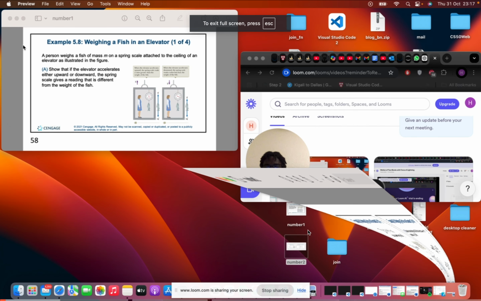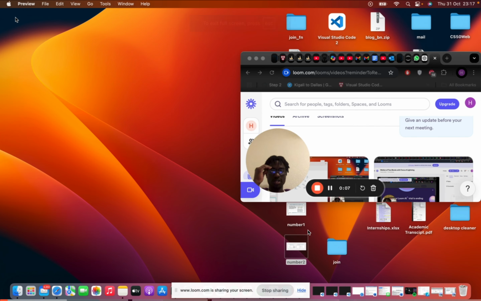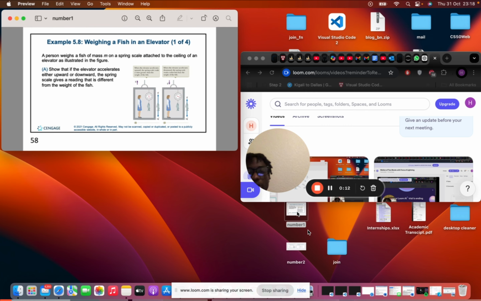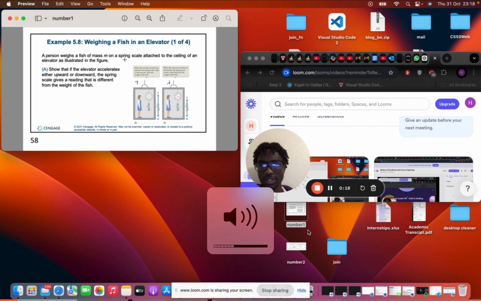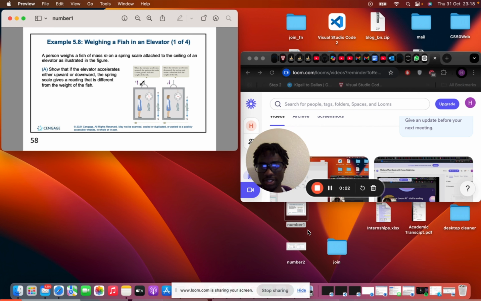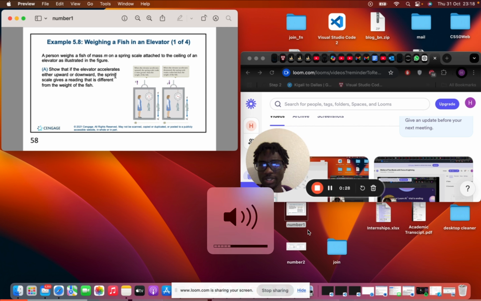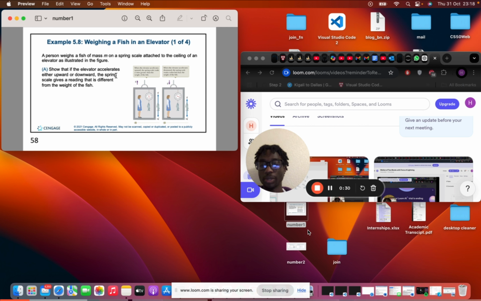Physics homework explanation video. Okay, so today we're going to explain this question about weighing a fish in an elevator. A person weighs a fish of mass m on a spring scale attached to the ceiling in an elevator, as illustrated in the figure. Show that if the elevator accelerates either upwards or downward, the spring scale gives a reading that is different from the weight of the fish.